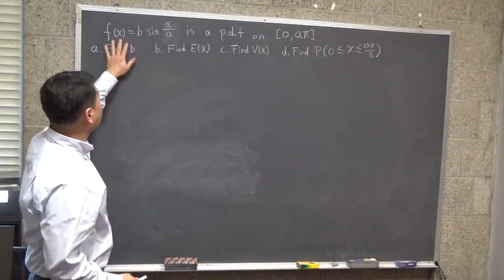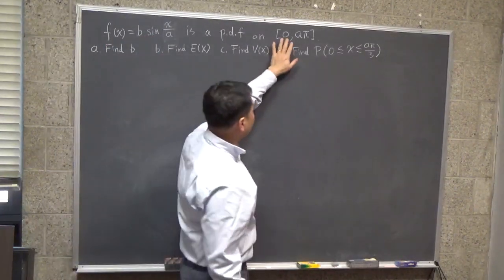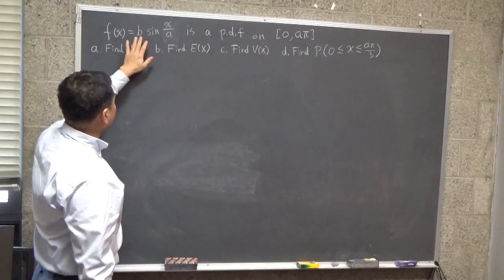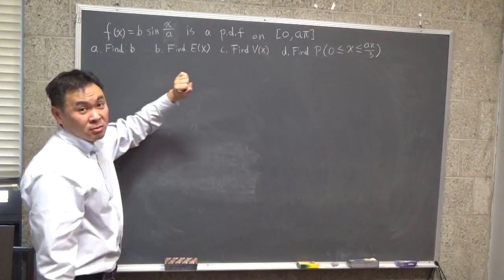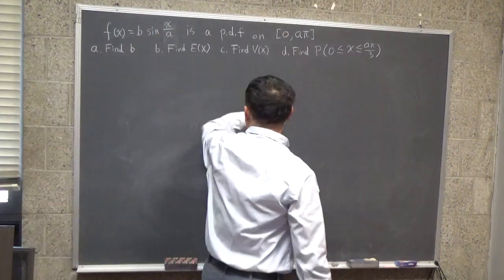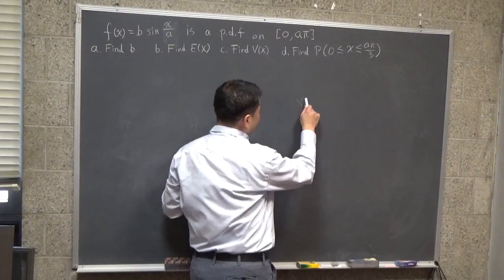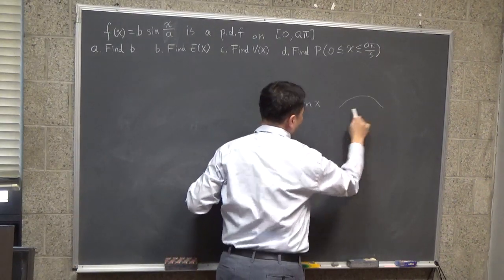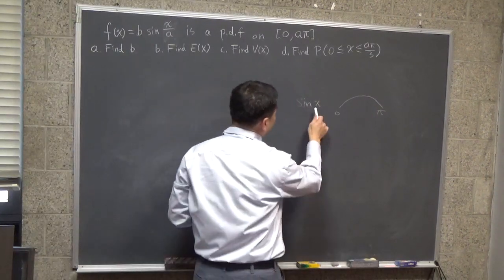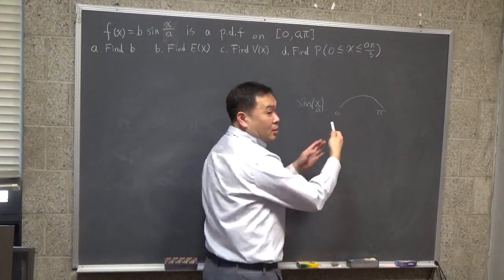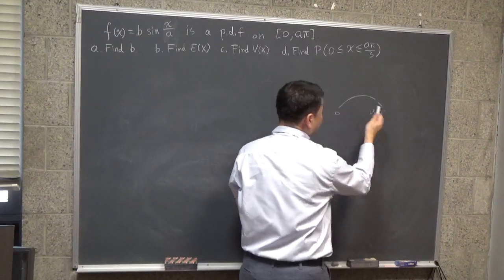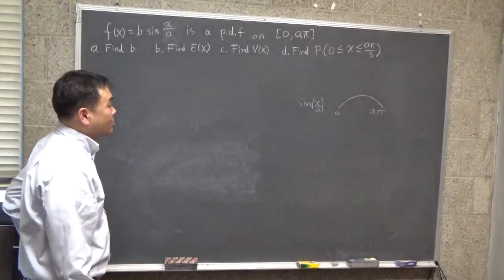So we want to show that this function on the interval 0 to 8 pi is a probability density function. One thing that you should definitely check is whether this function is positive on this. Sine of x itself has the graph like this from 0 to pi, so it's positive. And what happens is that if you divide this by a, the entire interval expands to 0 to 8 pi, so it still has this shape of the graph, so it is positive.